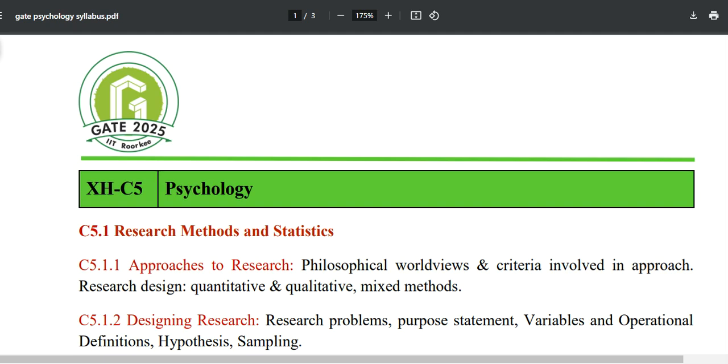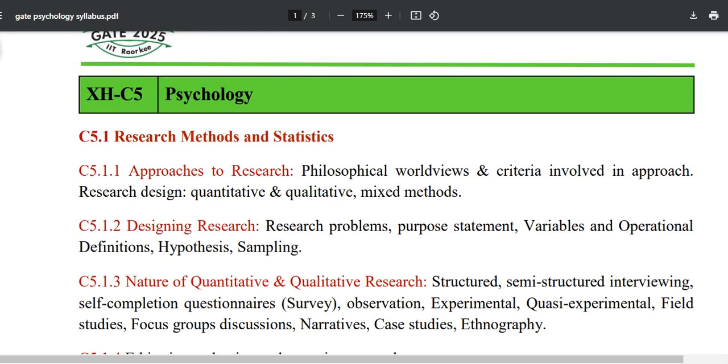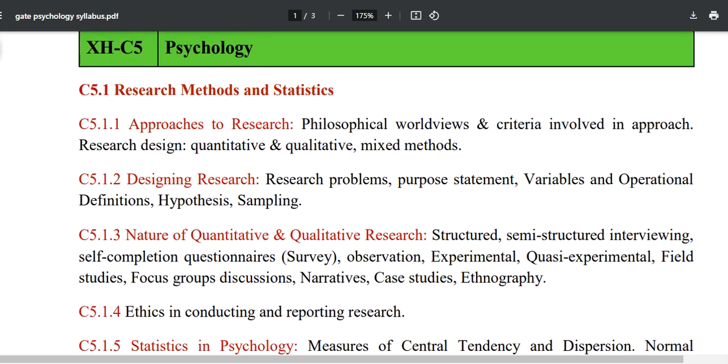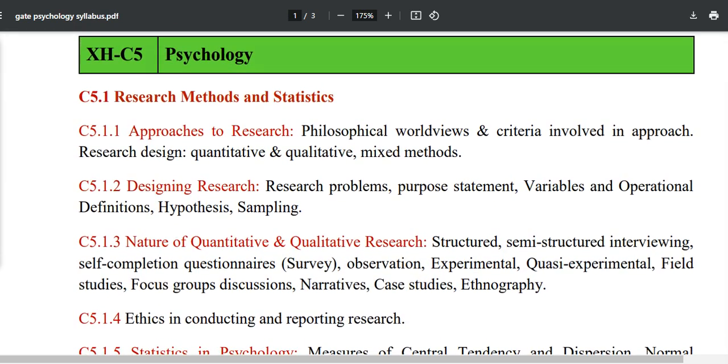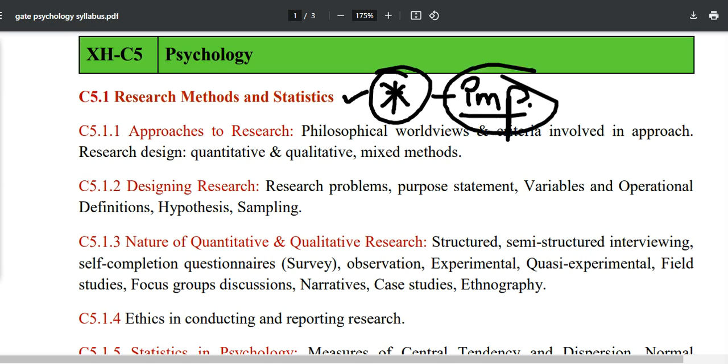What the analysis shows so far is that, first of all, C.5.1, research methods and statistics, is the premier one, the first one, which is very important. Most of the questions in 2024, I would like to tell you, there were 15 to 16 odd questions directly from this one unit.